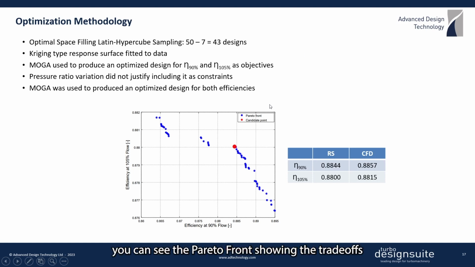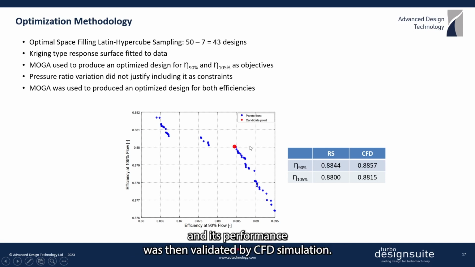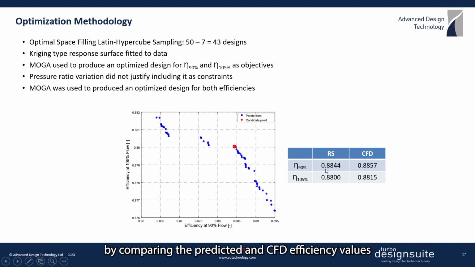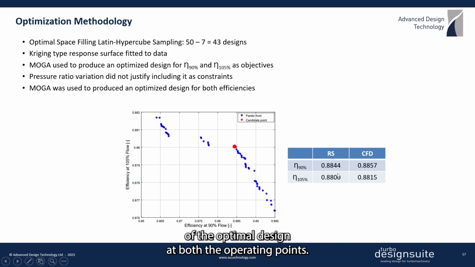And here you can see the Pareto front showing the trade-offs between the two efficiencies from which an optimal design was selected, and its performance was then validated by CFD simulation. And so these results here clearly confirm a very good accuracy of the Kriging RSM by comparing the predicted and CFD efficiency values of the optimal design at both the operating points.